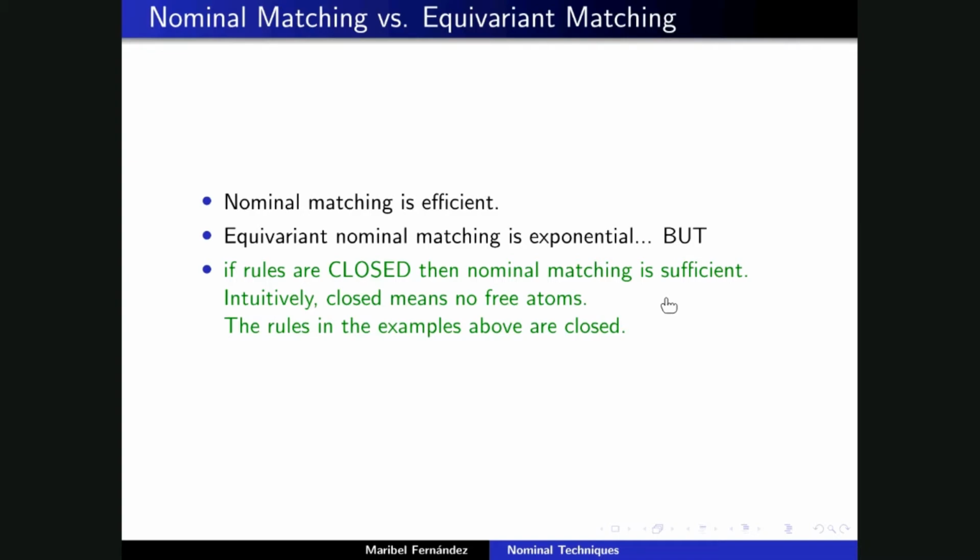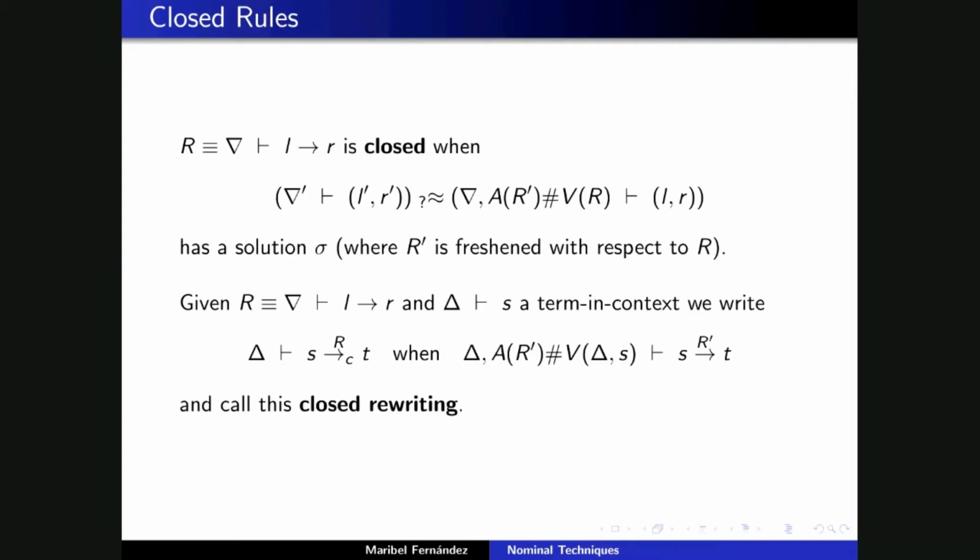And they have a very efficient nominal matching algorithm, which does not require equivariant matching. So what is a closed rule? The intuition is that your rule is closed if it doesn't contain free atoms, but it's slightly more complicated than that because the rule could have variables. Obviously, you will have variables in it. So if there are variables, you need to be a bit more precise about what closedness is.